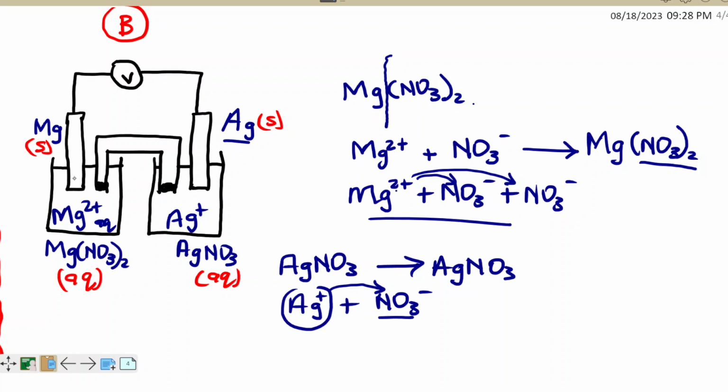So we're going to look now for the Mg in a solid form with Mg2+ in an aqueous form, and Ag in a solid form and Ag+ in an aqueous form, or an ion form. So we're going to go now to table 4B, the table of reduction potentials, and then we're going to look at which one has a higher potential and which one has a lower potential between Mg and Ag.